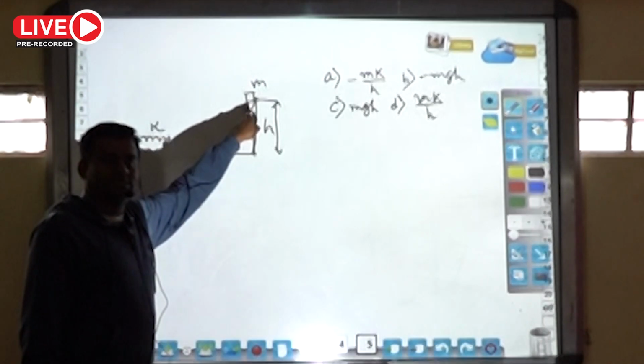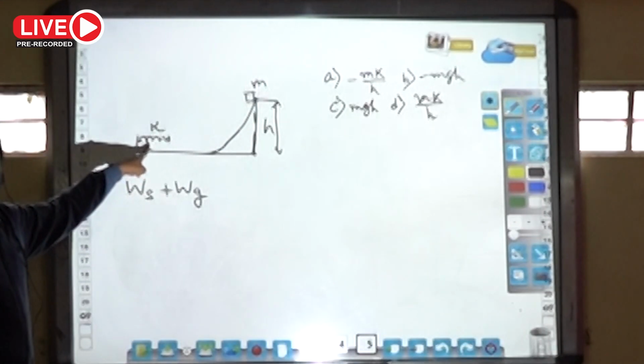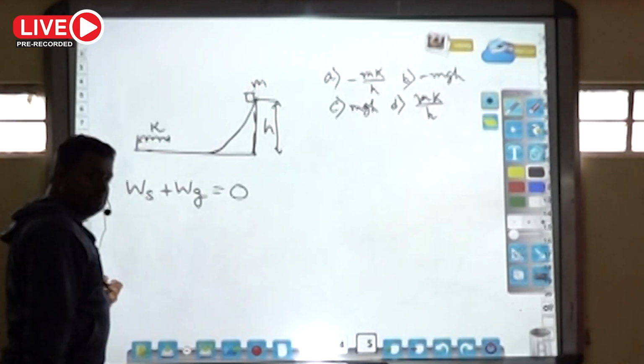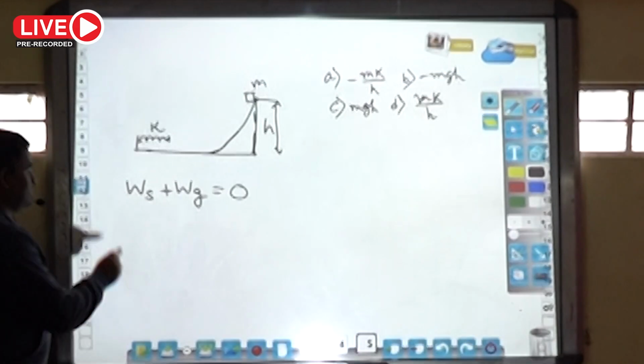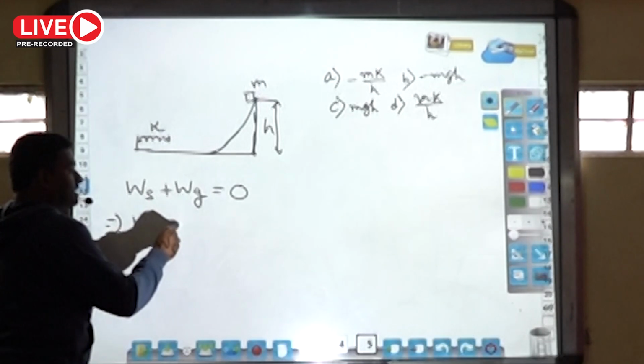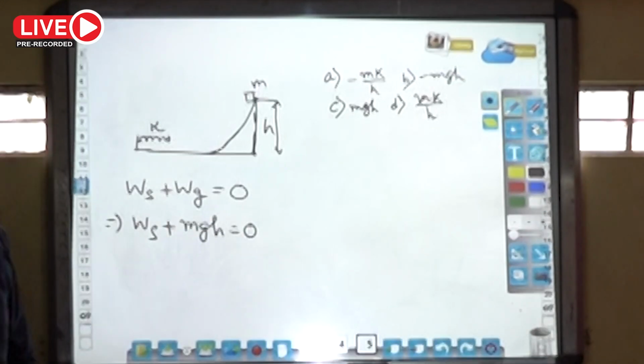Initially velocity is 0, when it is completely compressed, final velocity will be 0, so what is the change in kinetic energy? 0. Now work done by spring force plus work done by gravity, so what is the work done by spring? Minus mgh.